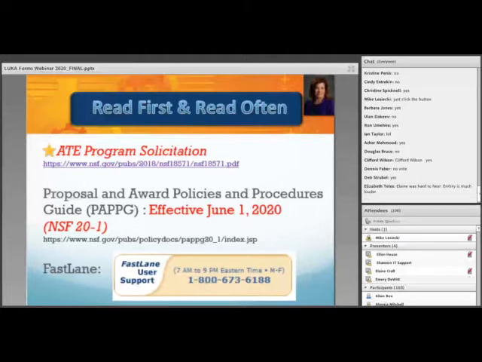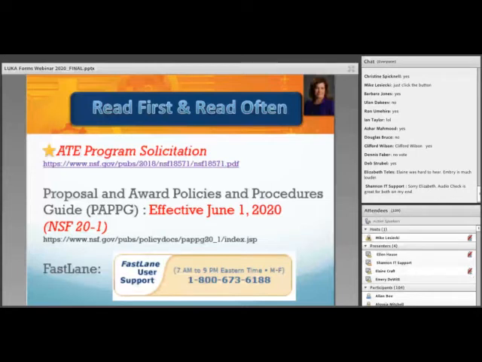Read the solicitation. The current solicitation will expire following the October 1st, 2020 proposal submission date. We will all be eager to see what opportunities the next solicitation will provide. We recommend that you print out and read the ATE solicitation and have it handy while you prepare your proposal. This advice applies to faculty who will serve as principal investigators as well as the grant writers. As you work to submit your proposal in the NSF online system called FastLane, you will want to keep the FastLane helpline number handy, as you see at the bottom of the screen.